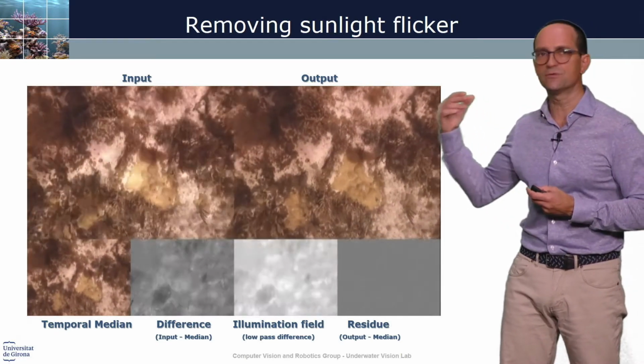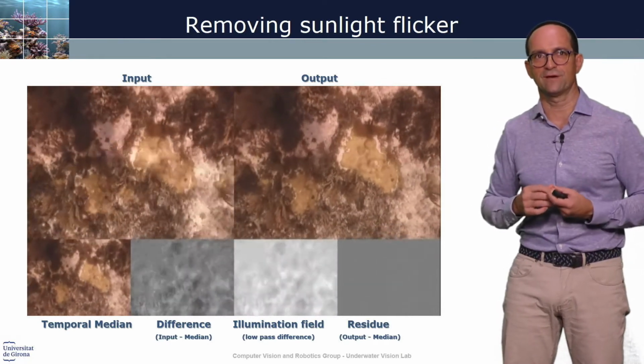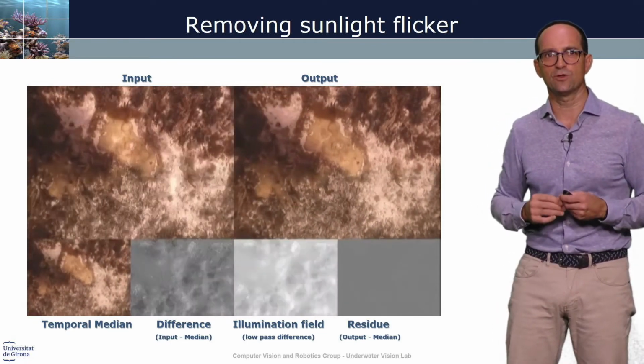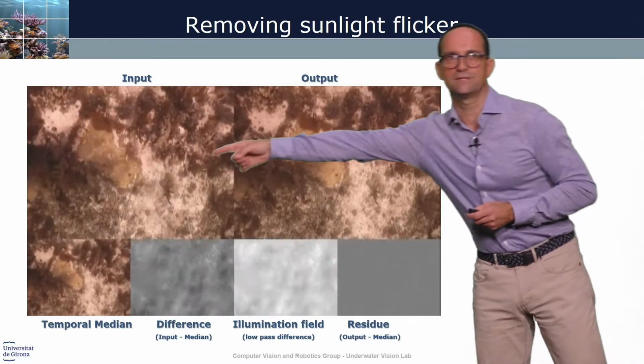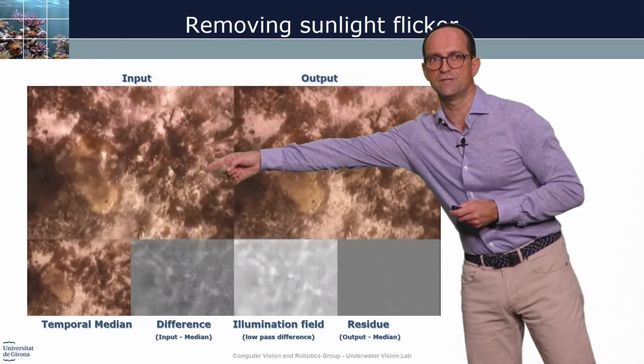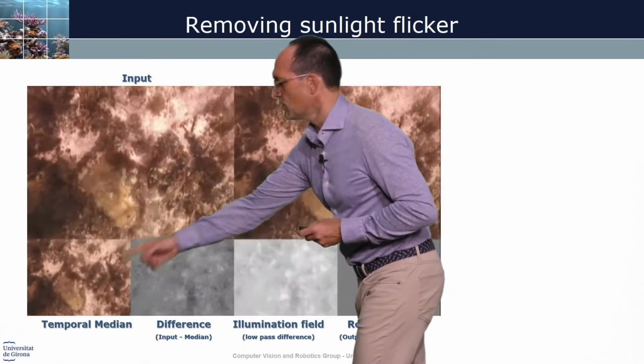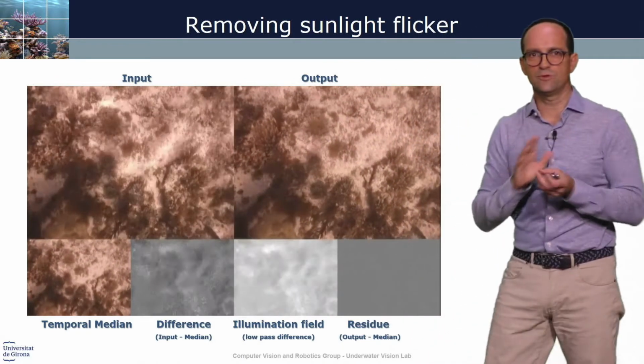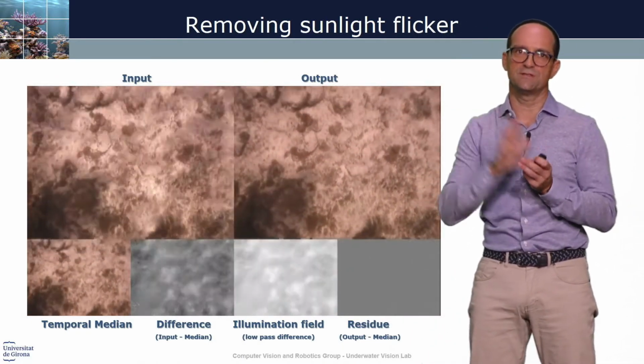And this is an example of the type of processing that we do when we are trying to get rid of the problem of caustic patterns, as I told you, in which this is the original image, and then for this image, we compute a temporal median, and then we take the difference between the current image and this temporal median.